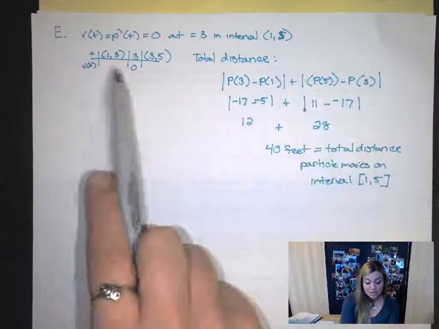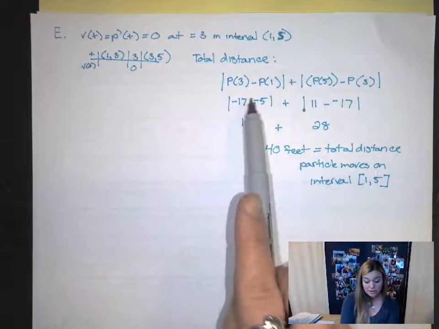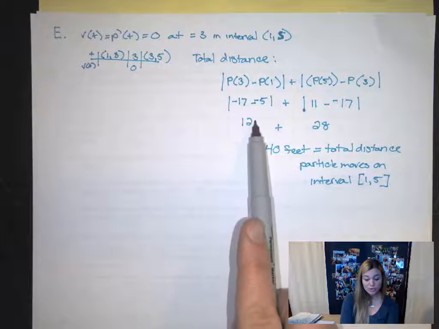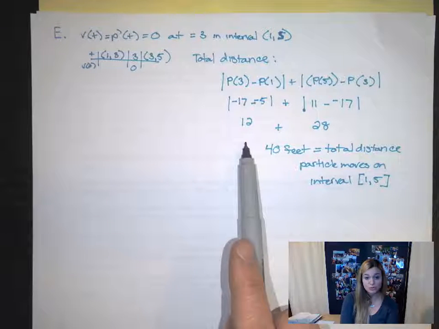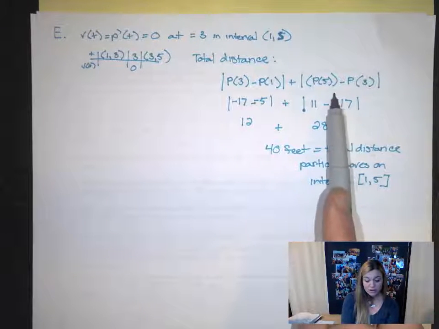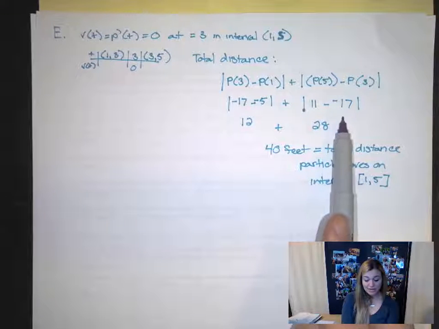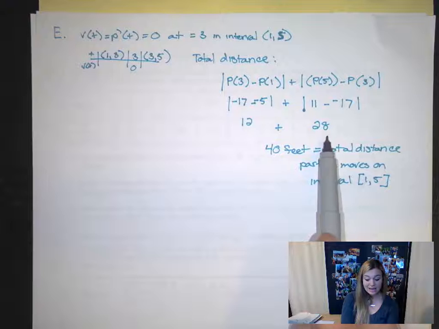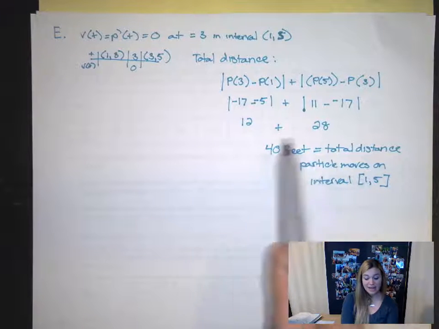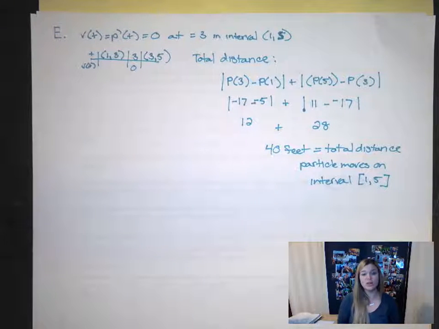So I'm going to say the position of 3 minus the position of 1, and then take the absolute value of that change in position. This is where I'm getting 12 from. Over here, the position of 5 minus the position of 3. This is where I'm getting 11 minus negative 17, and I get 28. I add those two distances together to get a total of 40 feet.